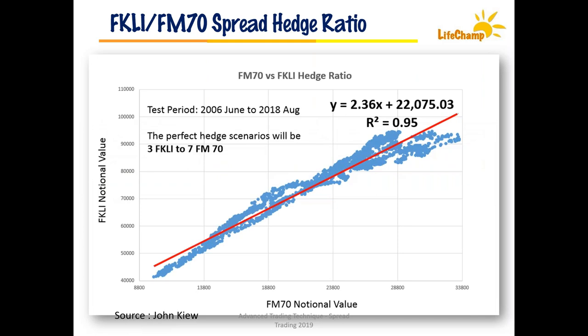Now, this research was done by a friend of mine, John Q. He has done research and testing. If you want to do a perfect hedge on the FKRI and FM70 spread hedging ratio, the perfect hedge is supposed to be that you long or short 3 lots of FKRI, but you need 7 lots of FM70 futures to do the hedge. Let's say you long 3, then you short 7. But of course, the margin is calculated based on a 1-to-1 ratio. This is in terms of wanting almost direct and linear hedging. And this was done from 2006 to 2018.